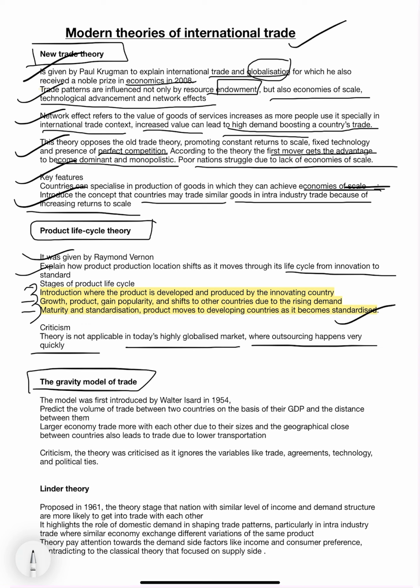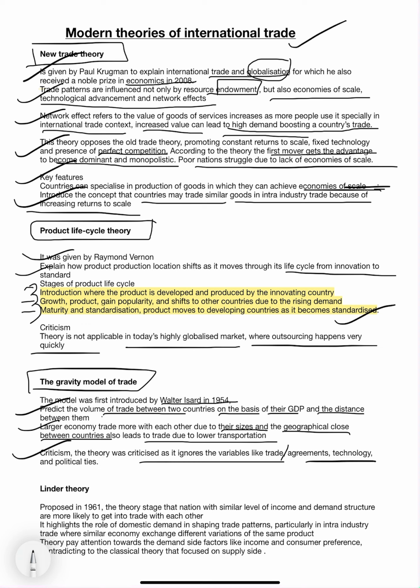Next is the gravity model of trade, which was introduced by Walter in 1954. This theory states that the volume of trade between two countries is influenced by their GDP or income levels, and larger economies trade more with each other rather than with a lesser economy. Trade is influenced by the sizes and the geographical closeness between the countries, which leads to lower transportation costs. The criticism of this theory is that it ignores variables like trade agreements. It does not take into consideration technological advancement and political tie-ups that exist between nations.